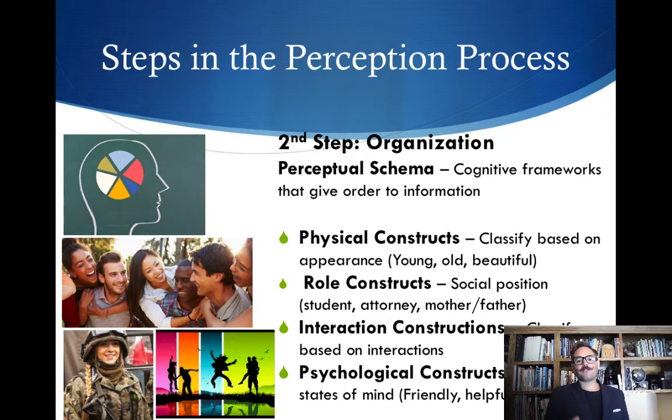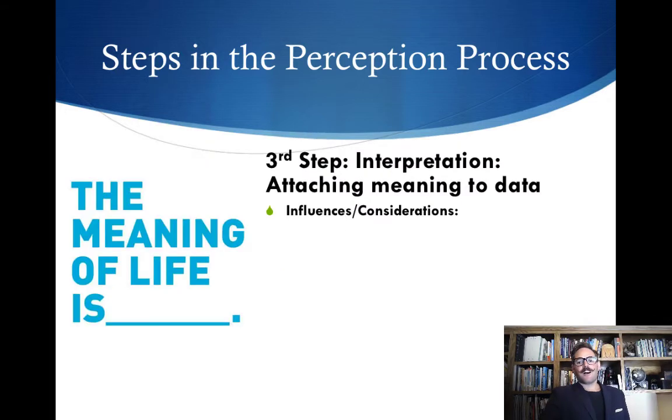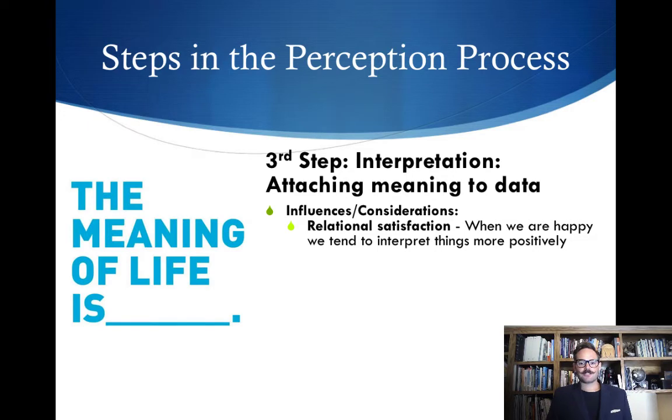So after we have organized information, our next step is interpretation. This is where we simply attach meaning to the data or the stimuli. There are a lot of different influences and considerations that might change our interpretation, the first of which is relational satisfaction. Research has shown that couples in really satisfying, happy relationships tend to interpret their partner's behavior more positively than individuals in a dissatisfactory relationship.